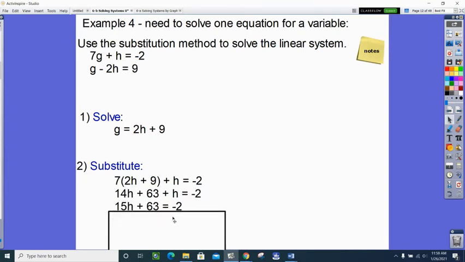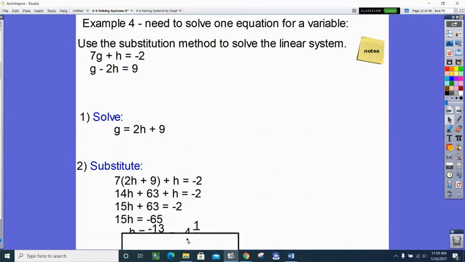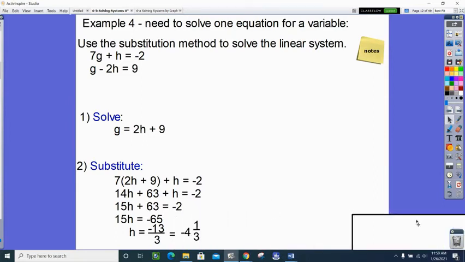Now subtract the 63, divide by 15, and you're going to notice it's negative 65 over 15. If you divide top and bottom by 5, you get negative 13 over 3, which is negative 4 1/3. Now here is an example of one that we would not want to use graphing for, because we would not have found this H coordinate. So now I have solved, substitute.